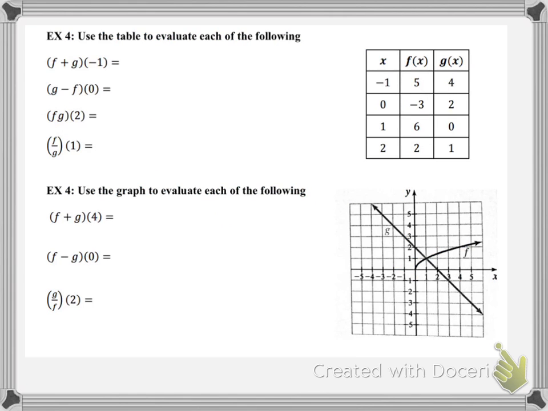Okay, let's have a look at tables and graphs. So again, same idea. If I want f plus g of negative 1, I'm finding f of negative 1 and adding that to g of negative 1. So in the table, I'll find the x value of negative 1 in the x column. F of negative 1 is going to be 5. And then g of negative 1 is going to be 4.